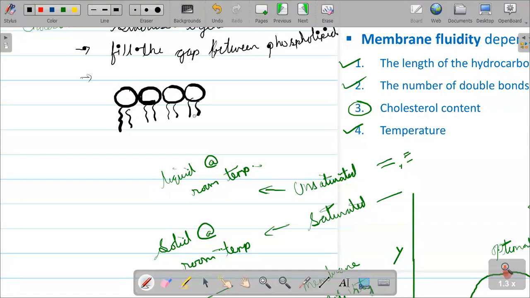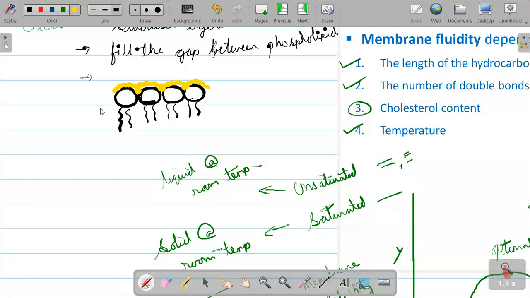So if cholesterol concentration increases, let me mark it in yellow. If cholesterol is covering these joints, then the dynamic nature of the membrane will be lost, right? When I cover this with a fat layer, that is the cholesterol layer, I'm covering it without gaps.